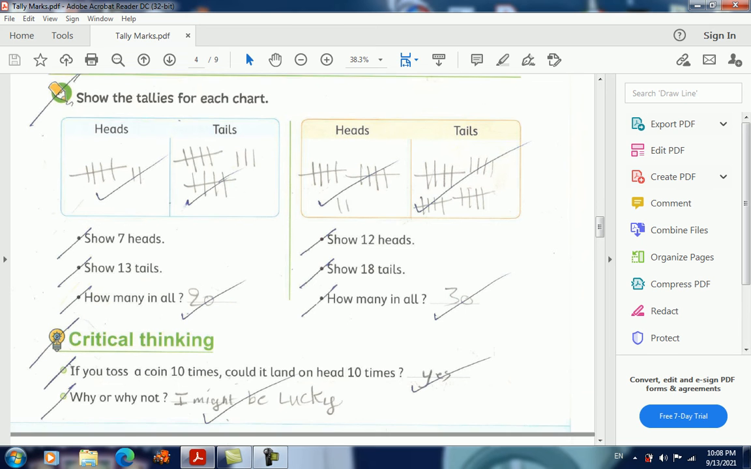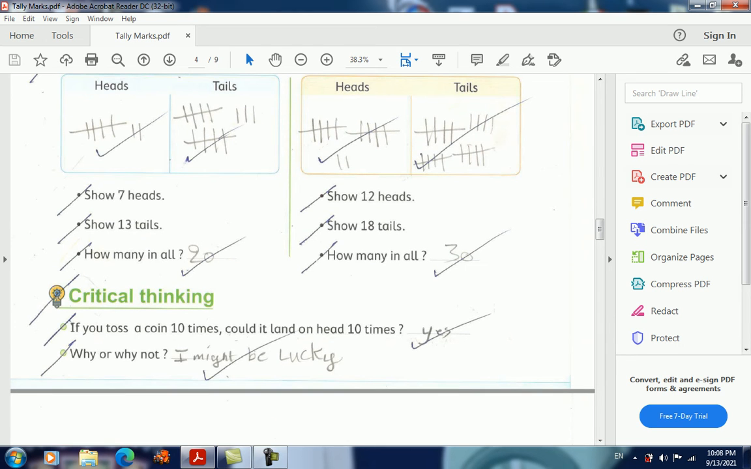Now they're asking us a critical question. If you toss a coin 10 times, could it land on head 10 times?